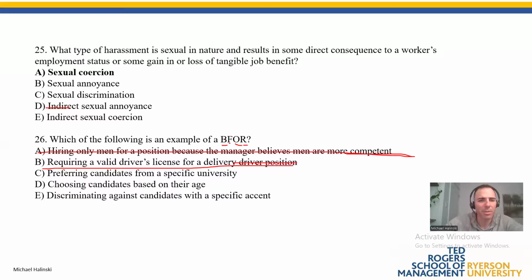Preferring candidates from a specific university. Now, why not another university? That actually reminds me of the video we showed from Suits, where Harvey's only interested in people from Harvard. Choosing candidates based on their age. What's age got to do with it? Discriminating against candidates with a specific accent. I was going to make a joke that was inappropriate. So in this case, it seems like requiring a valid driver's license. Okay, so that's the one.